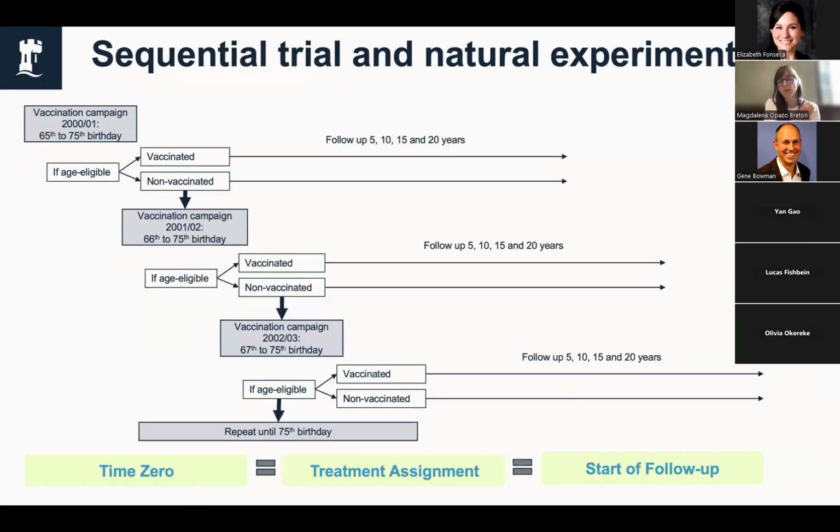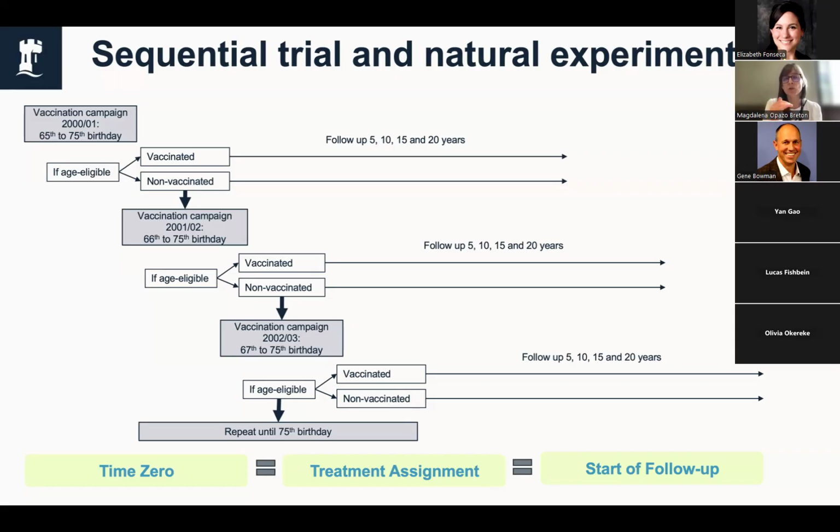So it will be a sequential trial and a natural experiment. The natural experiment is that people over 65 were non-vaccinated before the year 2000, so they will start vaccination in the influenza campaign of 2000, 2001. Everyone between 65 and 74 will not have had vaccination before. We will determine if they are eligible and non-eligible, and they will enter a trial that will be followed up for 5, 10, 15 to 20 years.